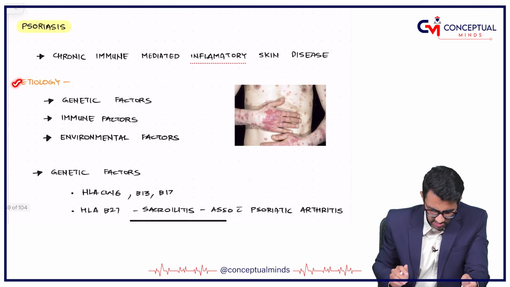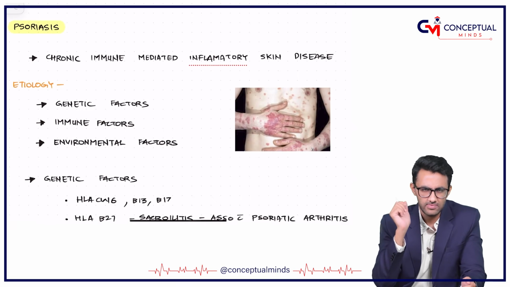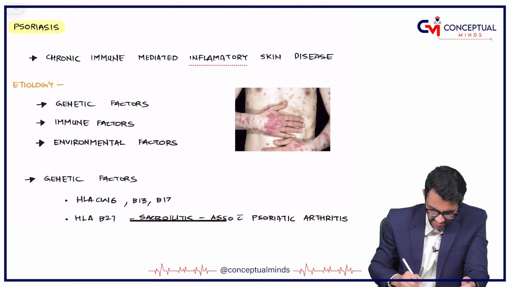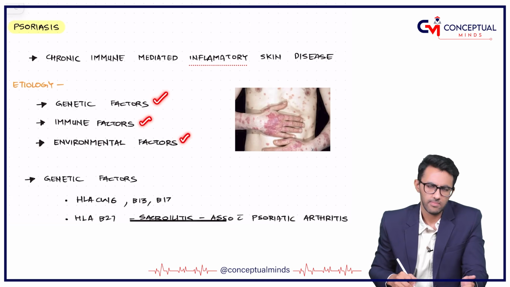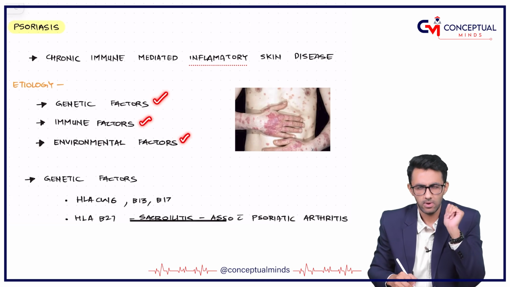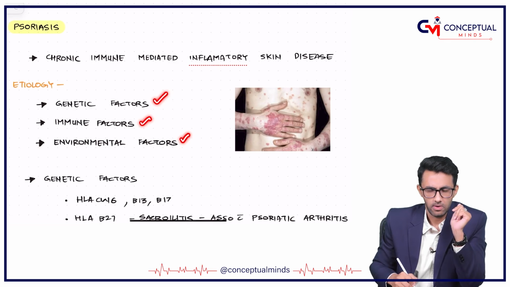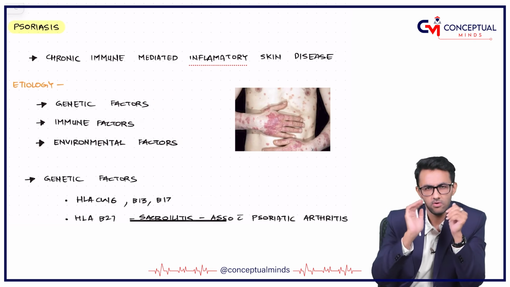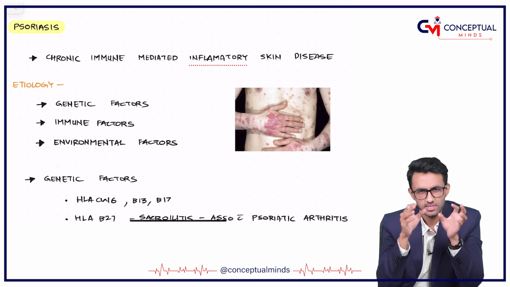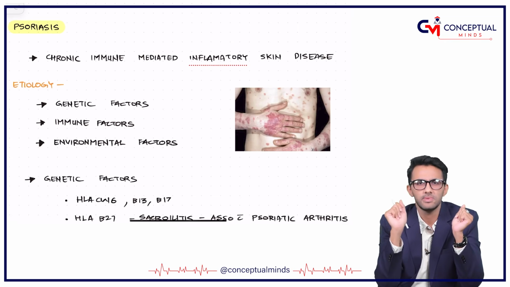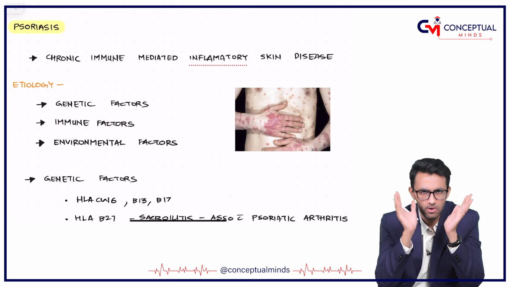So what are the etiological factors we can see in this? It could have genetic predisposition, immune factors, and certain environmental factors. We are going to talk about all these in detail, one by one. But the main thing I want you to focus on is that all these things are triggering the immune system. It is giving unnecessary inflammatory signals, and because of that the whole mayhem is happening. I just want you to get this one point in your mind.